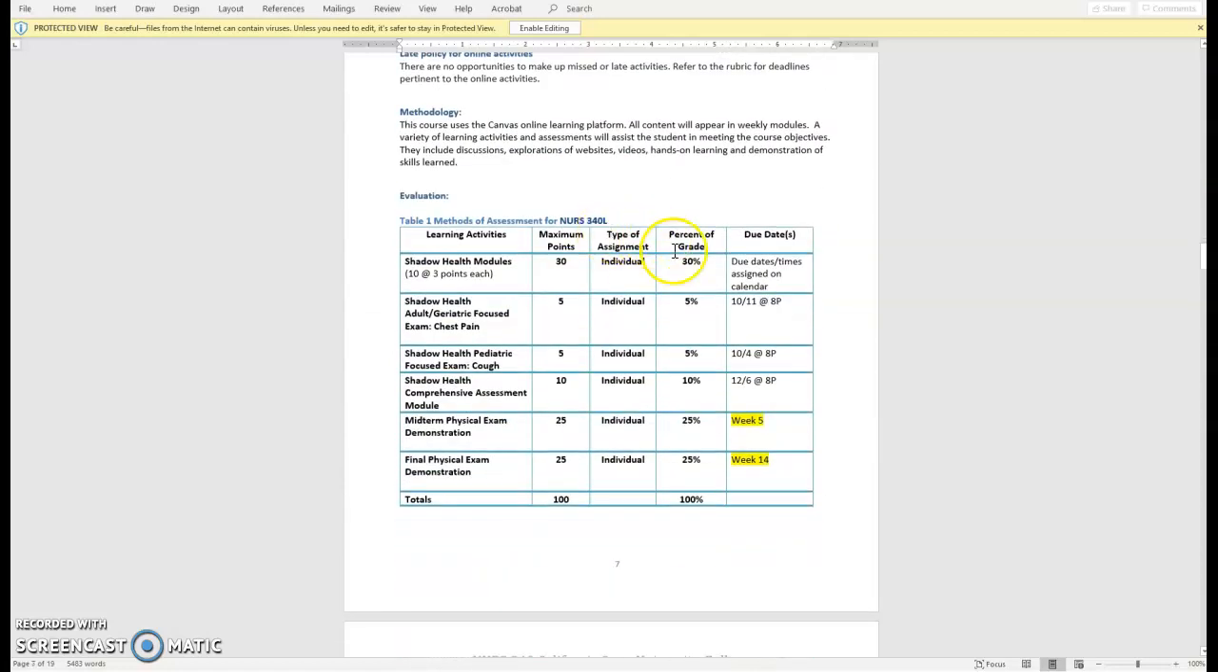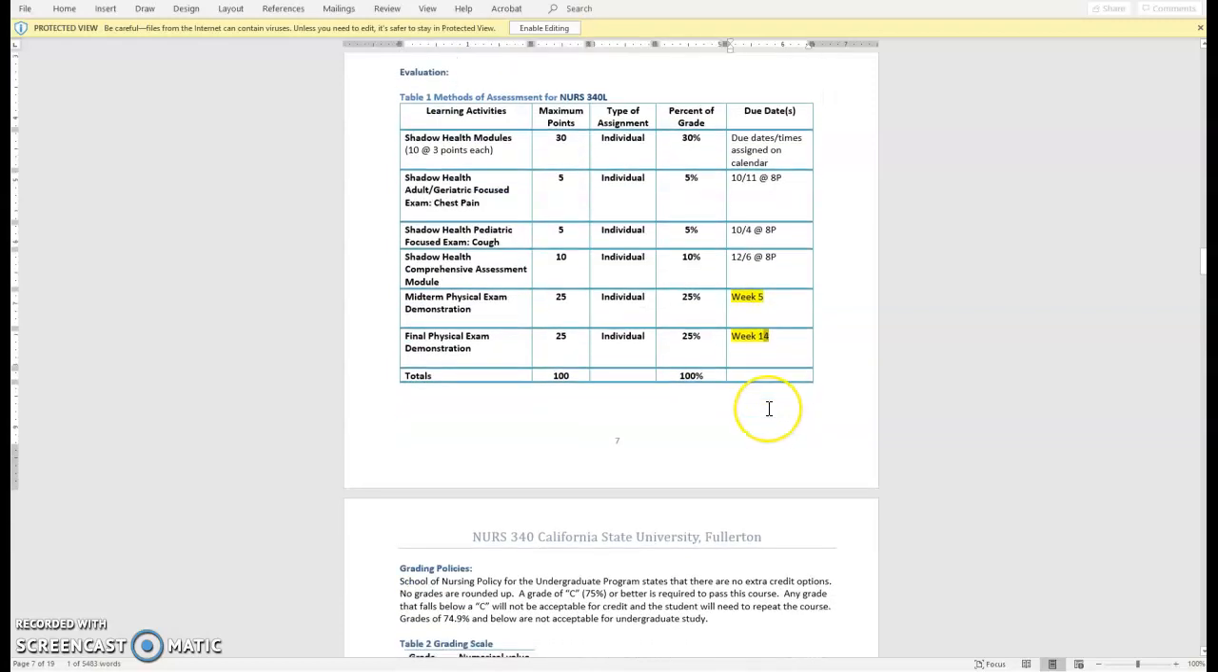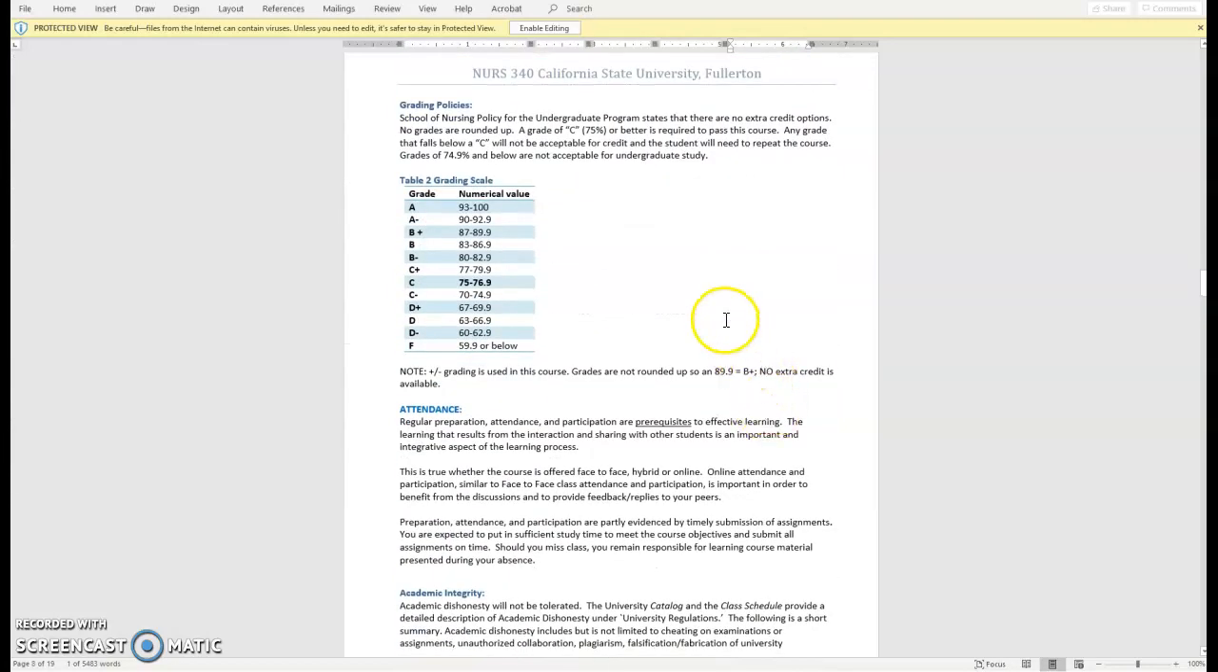Here is your rubric that has all of your point breakdown: the 30 points for Shadow Health, the focused exams, the comprehensive module, and then the midterm and the final, which are 50% of your grade. I do note that the weeks change here. I think instead of week 5, it's week 8, and this week 14 should be week 16. That's why they're in yellow. That was just a generic placeholder.